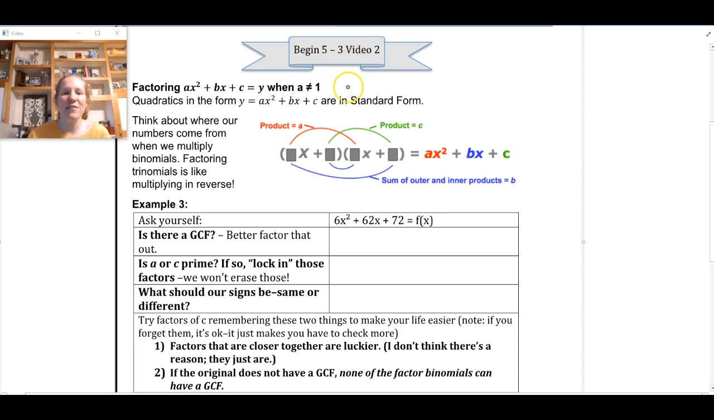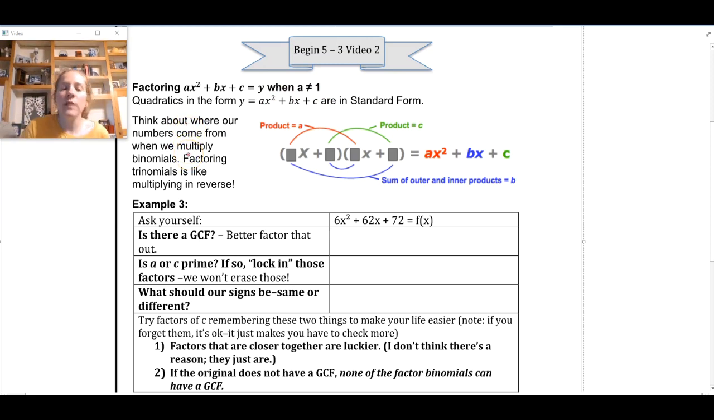Okay, lesson 5.3 video 2 is factoring quadratics that are in the form ax squared plus bx plus c equals y when a is not equal to 1, meaning you have an actual number here. It's not some understood 1 or anything like that. Quadratics in this form, where you have an x squared term, an x term, and then a constant, are in standard form. So anytime we ask you to put something in standard form, we're asking you to make it look like this. And you'll have actual values, actual numbers for your A, your B, and your C.